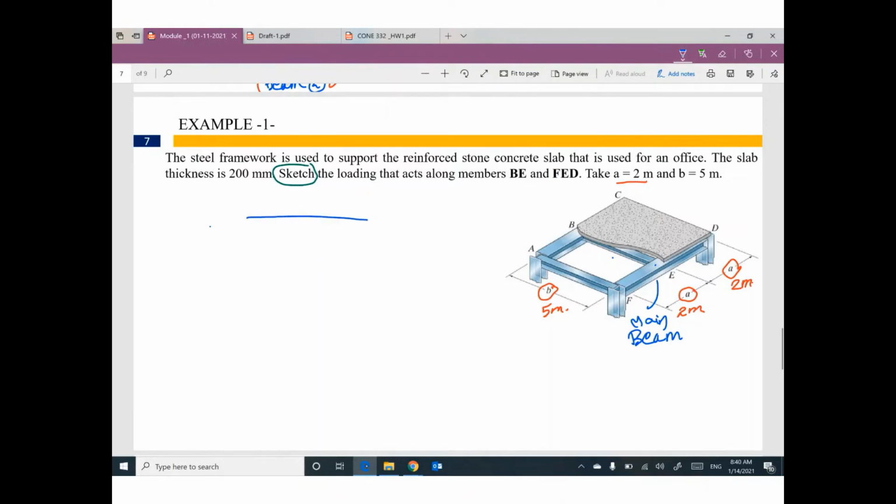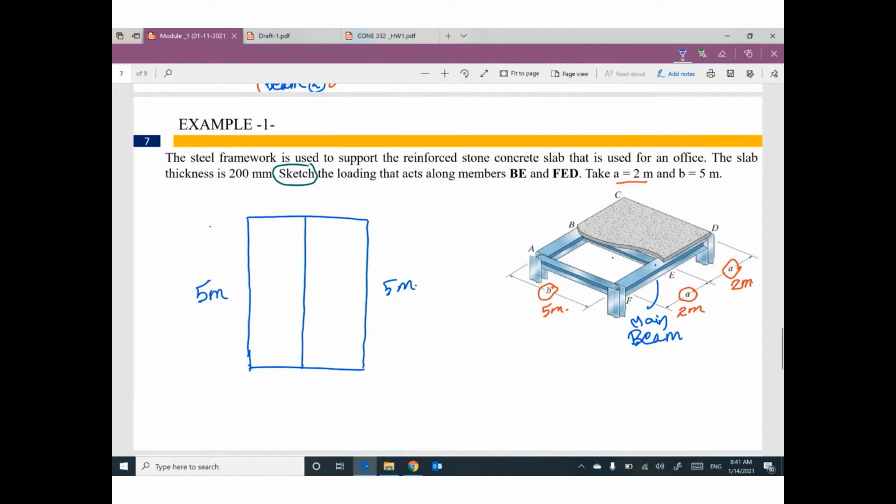Something like this. So this dimension is 5 meter, 5 meter. We have another beam here. Like this.